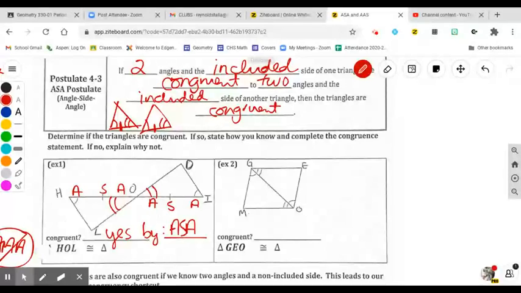So let's see what we did here. I did HOL, from H to O to L. So I went from one arc to two arcs to none. So same thing here, from 1 to 2 to none. So it's going to be IOD.